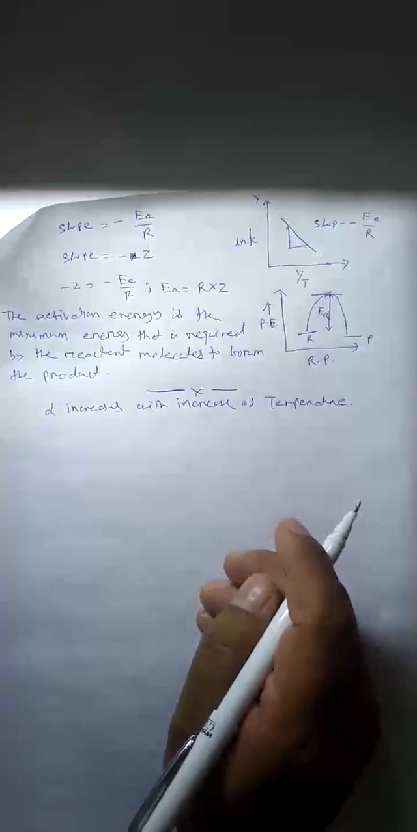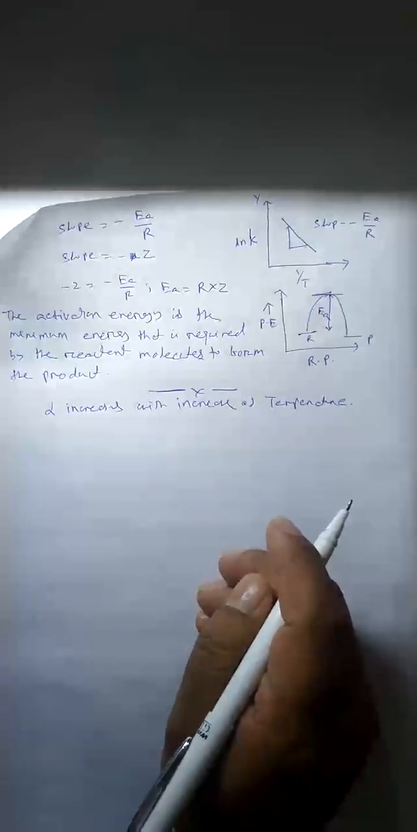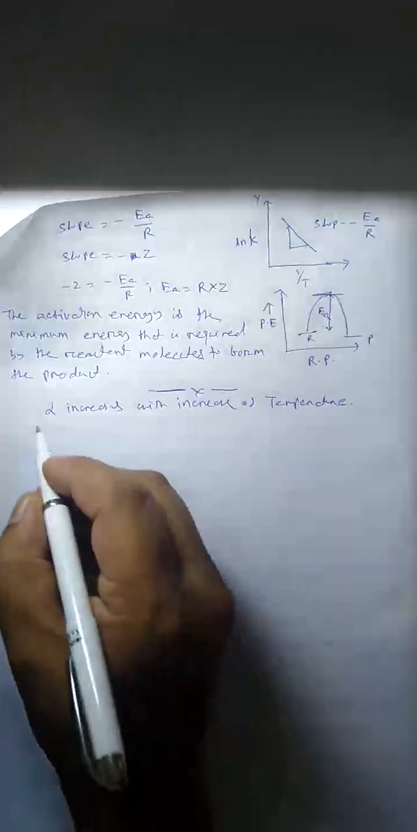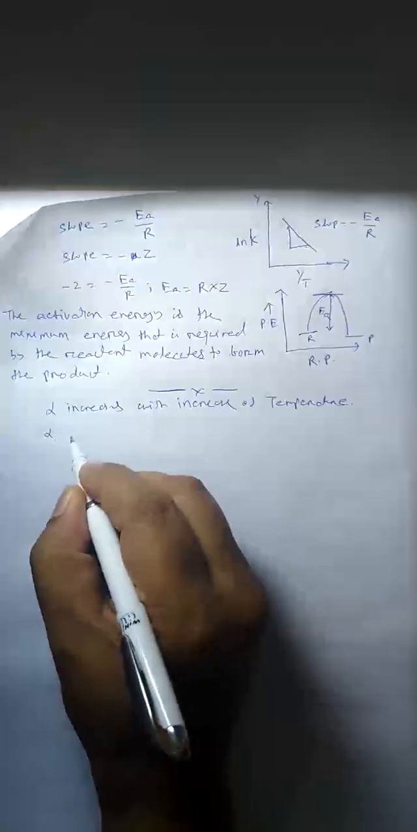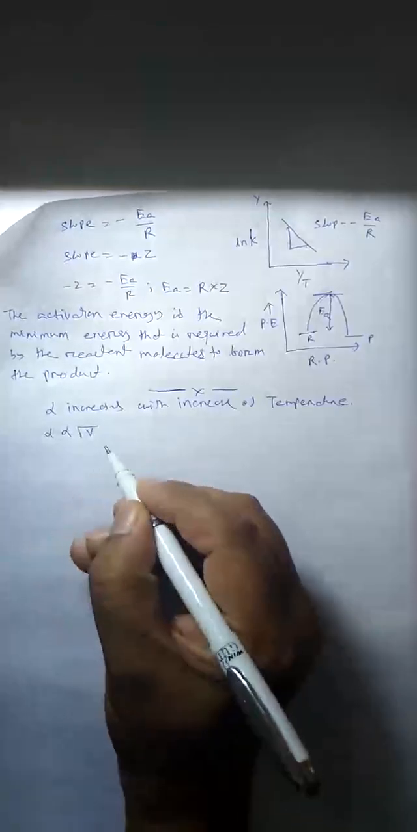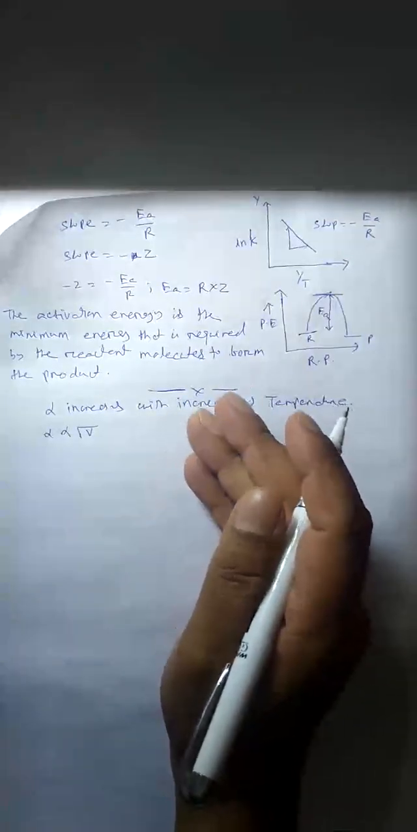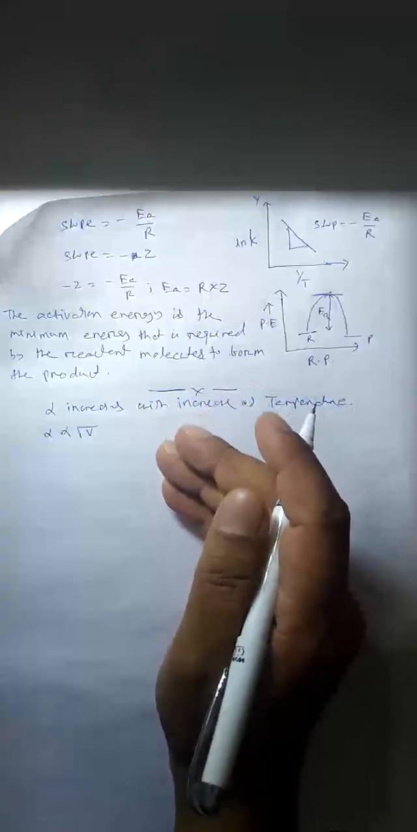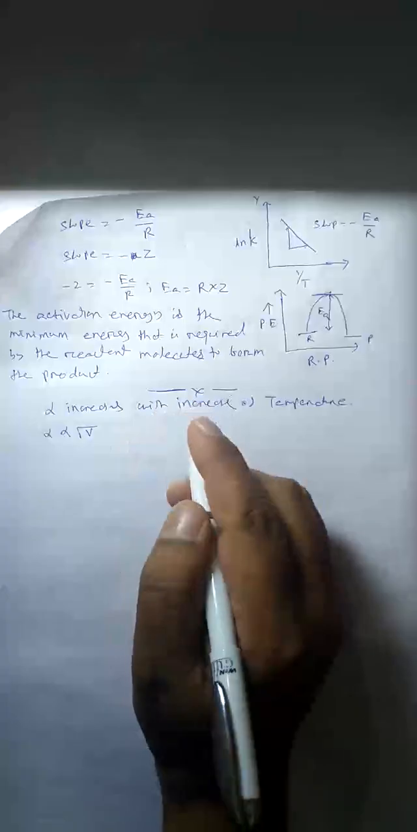Second point is dilution. Degree of dissociation increases with increase of dilution. Alpha, the degree of dissociation, is proportional to the square root of volume. That means if the volume increases, the degree of dissociation increases. This is in terms of volume.